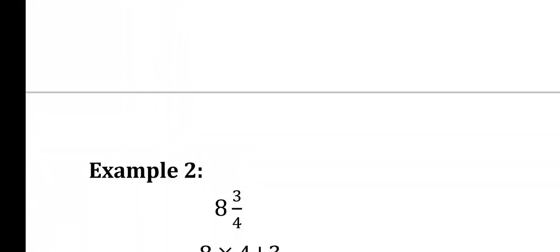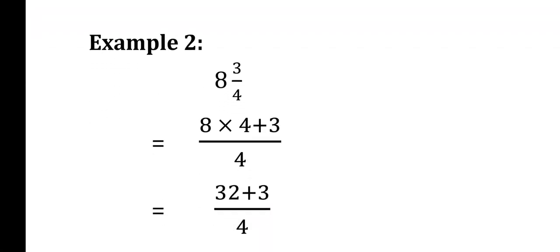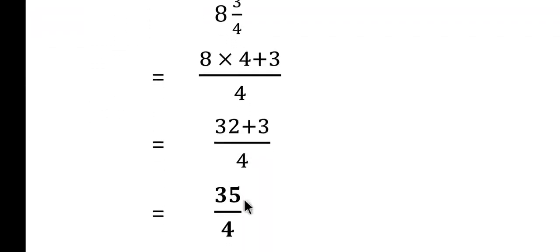Another example is 8 3 by 4. So 8 and 4 multiply and get added with 3. So 8 into 4 plus 3, and we write the same denominator 4. That is 8 into 4, 8 4s are 32, plus 3 is 35. So 35 by 4 is the required improper fraction.